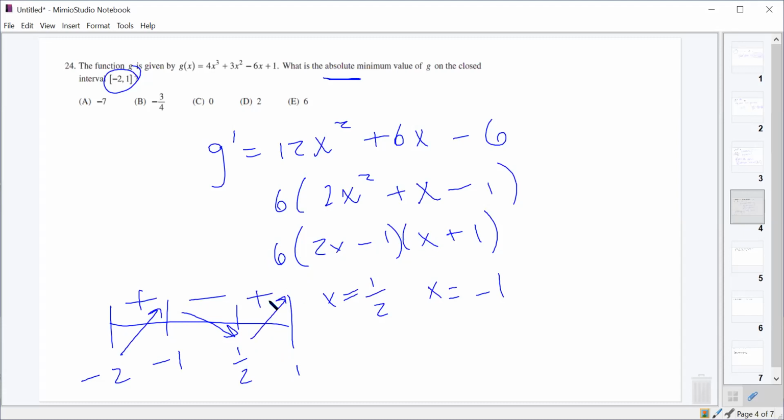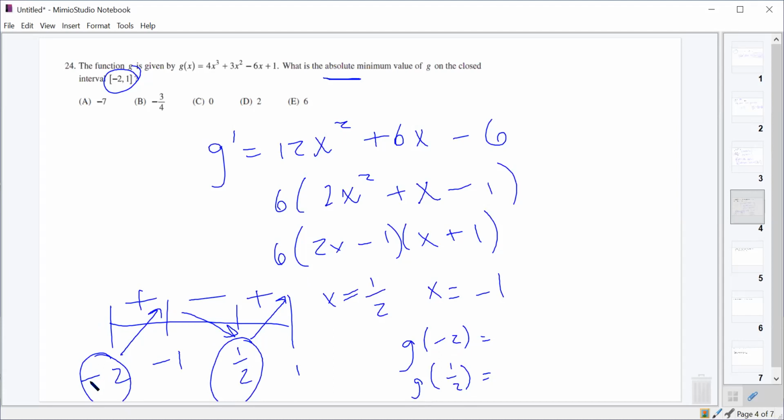So the only places we might have an absolute minimum are over here at negative 2, and here at 1/2. And so we just need to see if g of -2 or g of 1/2 is smaller. And this one at -1 is a max, so it couldn't be an absolute min. And over here, we're going up, so clearly we're going to be larger at 1 than we were at 1/2. But over at -2, we're going to be less than we were at -1. Everybody good so far with that? Hopefully. And then you just need to figure out what that is.